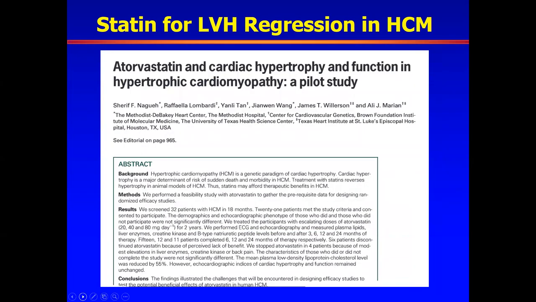This is a study done with A.J. Marian looking at statins, and again, it followed an animal study. 32 patients included over 18 months. They took the drug, and they took it effectively to the extent that LDL was decreased by 55%. But when you look at all indices of LV morphology, hypertrophy, function, nothing different.